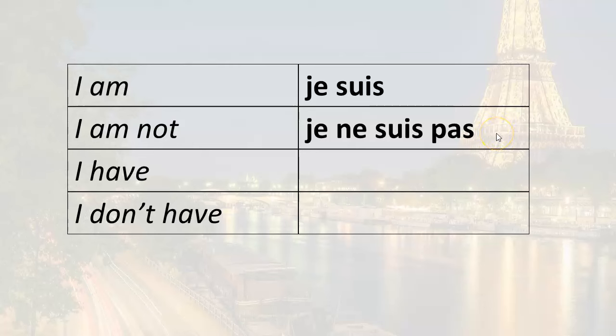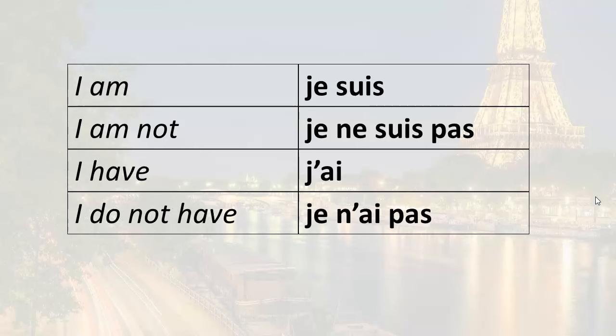Je ne suis pas. I have, j'ai. Now notice that the conjugated verb form begins with a vowel, and this apostrophe gives you a hint at what you have to do. Remember, it's not the ne, but the n apostrophe. So I don't have is je n'ai pas. I have, j'ai. I don't have, je n'ai pas.